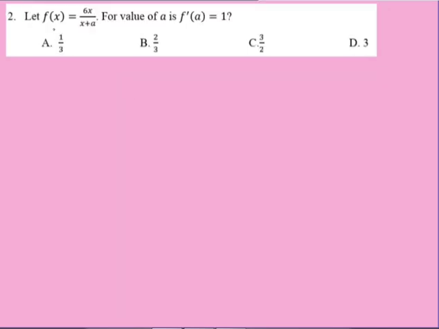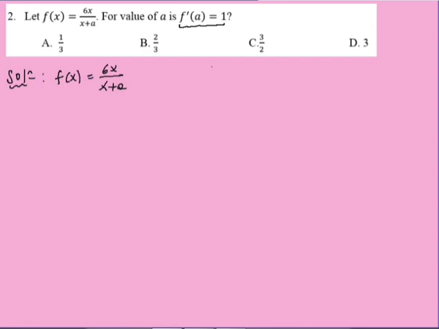The second problem is f of x is given. This function is a rational function. And the other thing, the derivative of the function at a is 1. Based on this we will try to find the value of a. First of all, the function f is 6x over x plus a. If this is our function, what is the derivative? Here we need to know the property of derivative for quotient.